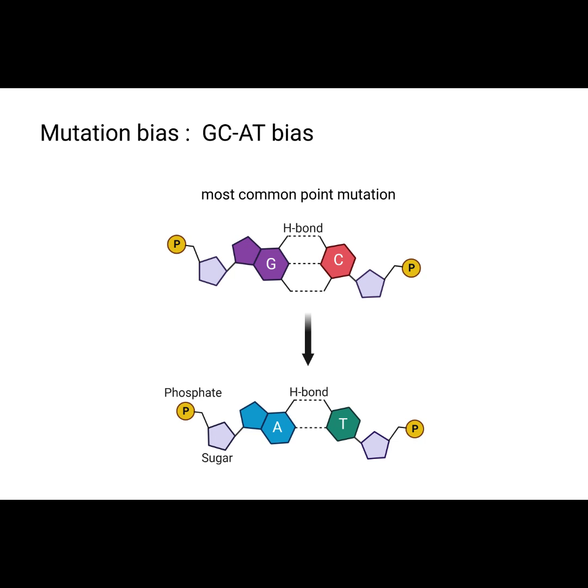For example, maybe it's more likely that a G nucleotide will mutate to an A than to something else. If that is the case, if some mutations are more likely than others, then over time that population will tend to evolve into one where more of those mutations have occurred. That's not a particularly interesting mechanism of evolution in my opinion, but it's still important.